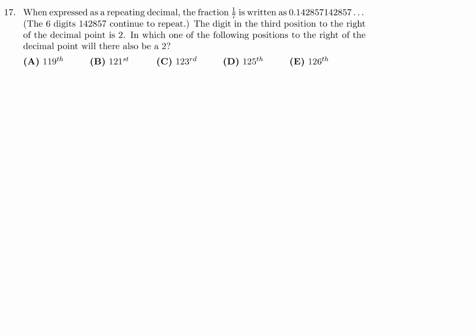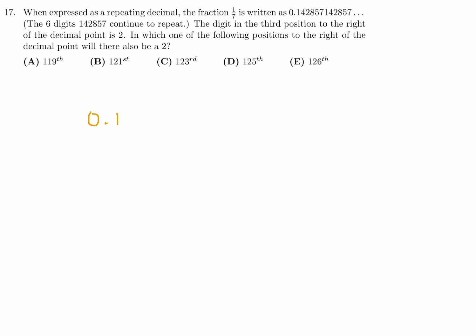When expressed as a repeating decimal, the fraction 1 over 7 is written as 0.142857, 142857, and so on. The digits 142857 continue to repeat. The digit in the third position to the right of the decimal point is 2. In which of the following positions to the right of the decimal point will there also be a 2?